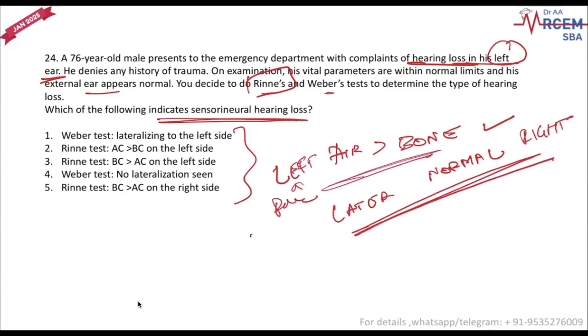So what have they given here? Lateralization to the affected ear? No, it is wrong. Rinne's test, air conduction better than bone conduction on the left side. Yes, true. If bone conduction is better, then it will become conductive deafness. No lateralization is seen in the normal ear. Bone conduction better than air conduction on the right would be conductive deafness on the right side, which is not affected at all. So the right answer here is the second one. Whenever they're asking about Rinne's and Weber's test, first think what should be Rinne's and what should be Weber's, then look at the options. Otherwise, you'll get confused.